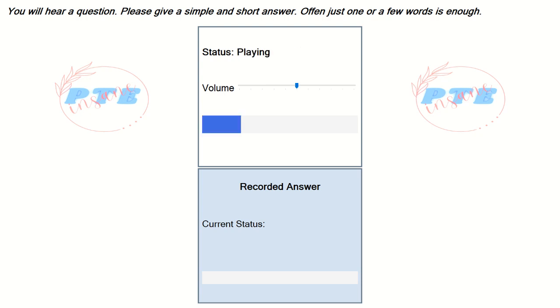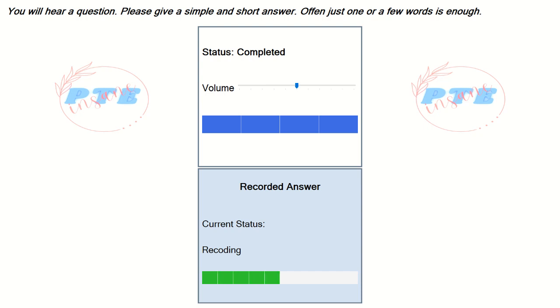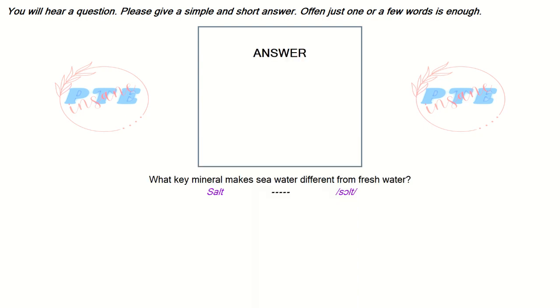What key mineral makes seawater different from fresh water? Salt.